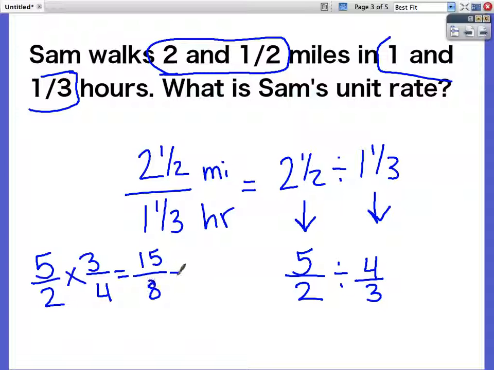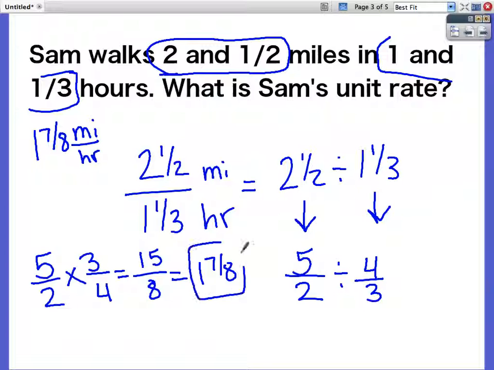We end up with 15 over 8, or 1 7/8. So finally, we can say that Sam walks 1 7/8 miles per hour. Because when we divided, we got a denominator of 1, and so the number that we end up with is just the value that goes with our unit.